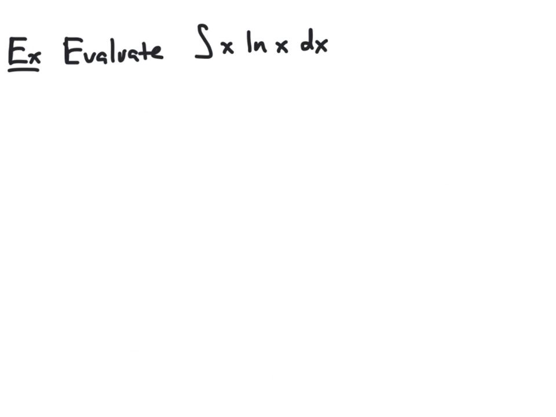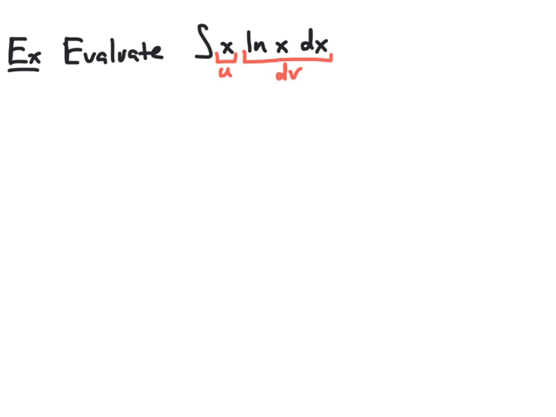In this example, we want to evaluate the integral of x natural log x dx. The first step in any integration by parts problem is to identify the part of the integrand that is represented by u and the part represented by dv. In this case, we have some choices. One choice would be to let u equal the expression x and dv the expression natural log x dx. This seems like the most natural first choice, but upon a little bit of reflection, we see that we're going to have a problem.